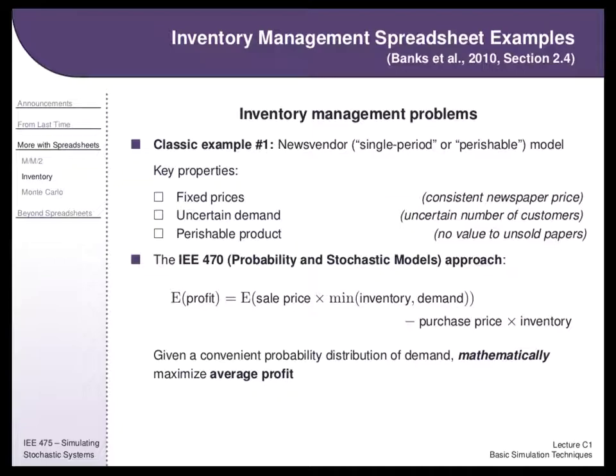Now the 470 way to do this would be to assume some distribution of demand. So let's say every day you get something normally distributed, or a gamma distributed demand function. Every day you draw a random number from a distribution that you know ahead of time, you might know the mean. And given that you know that distribution, you create an optimization objective like this one: the average sale price times the minimum of your inventory or your demand.